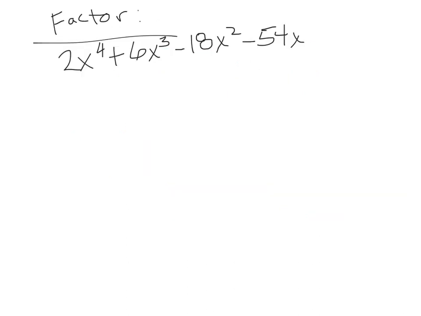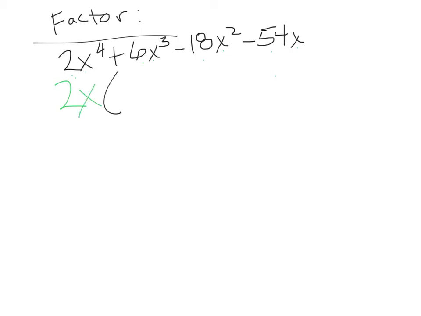So here's another one where we factor. We've got 2x to the 4th plus 6x to the 3rd minus 18x squared minus 54x. First thing you always want to look for is a GCF, particularly in a polynomial this big. And when you look at all the terms, 2, 6, 18, 54, all divisible by 2, x to the 4th, x to the 3rd, x squared, x, and just an x, they all have an x they can give up.